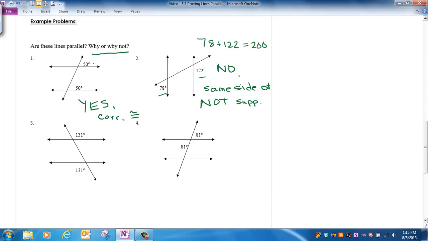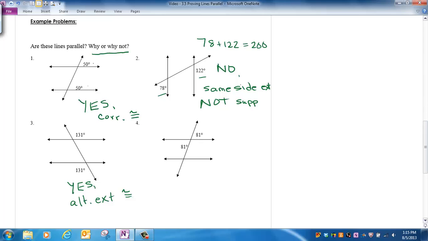2 more to go. Okay, if I look at number 3, I have a 131 and a 131. These are alternate exterior. Good news, alternate exterior needs to be congruent. So I would say yes, alternate exterior congruent.